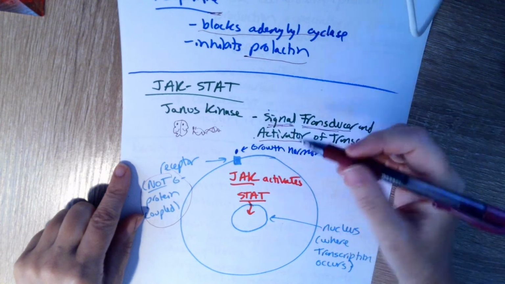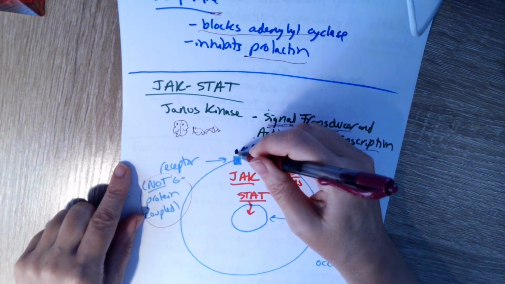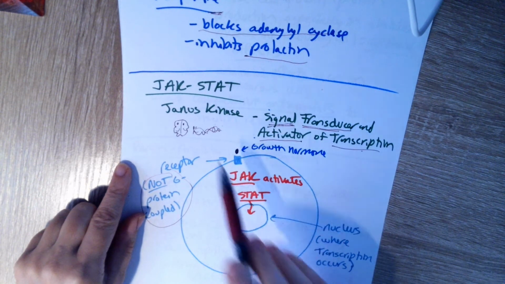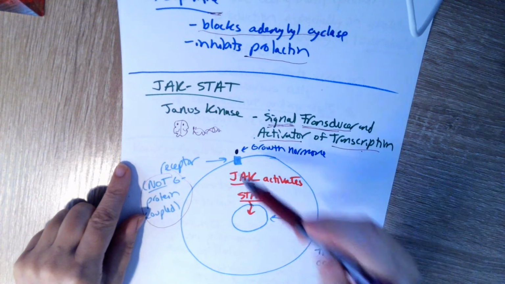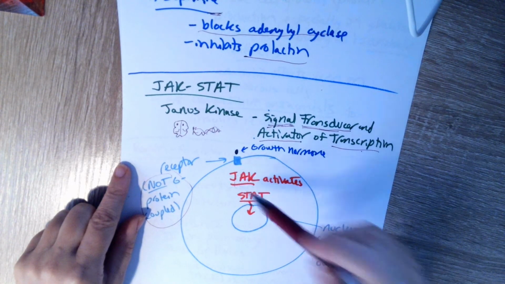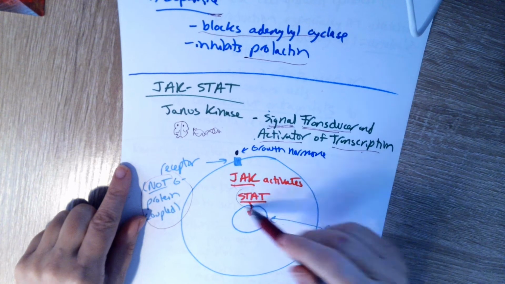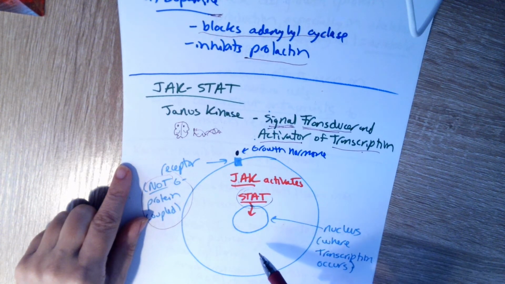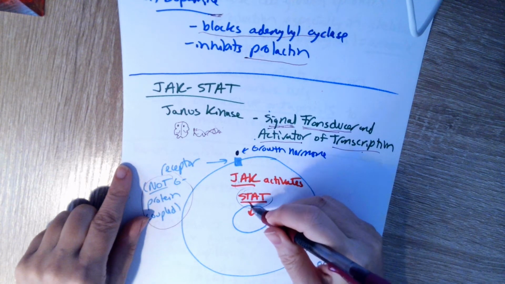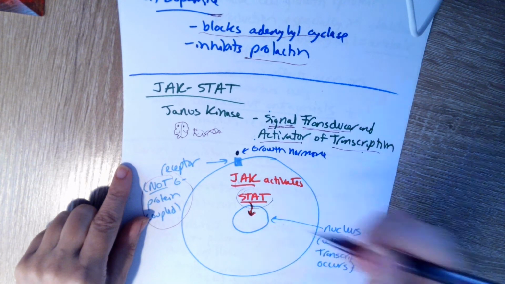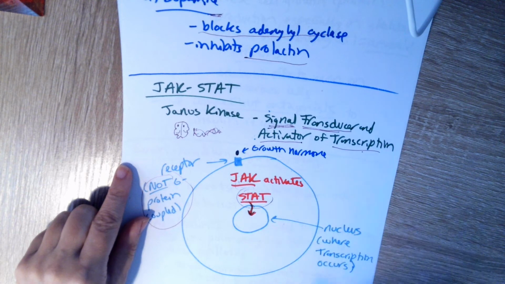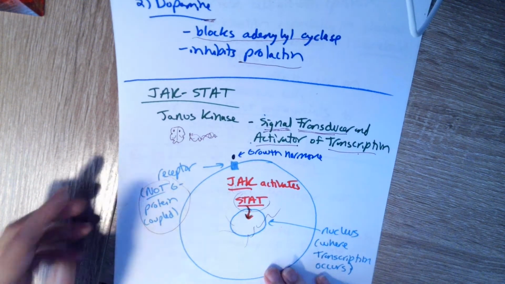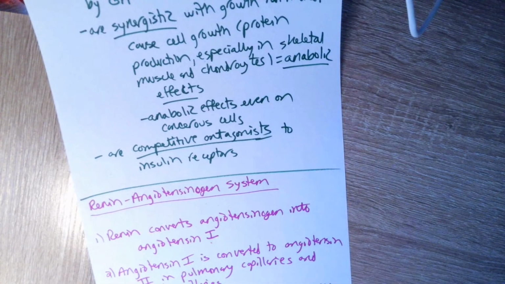So what happens is growth hormone binds to the growth hormone receptor on the cell. It activates the Janus kinase, that's the Jak part of Jak-stat, and the Jak part activates the stat part. So the Janus kinase activates the signal transducer and activator of transcription. The stat part goes into the nucleus, stimulates transcription, out come the proteins, and the cells grow. So that's the Jak-stat method.